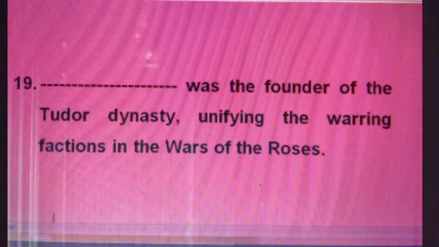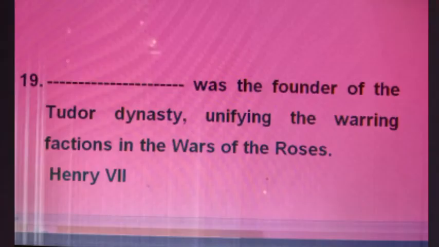Question number 19. Dash was the founder of the Tudor dynasty, unifying the warring factions in the Wars of the Roses. Answer: King Henry VII. Henry VII was the founder of the Tudor dynasty, unifying the warring factions in the Wars of the Roses.